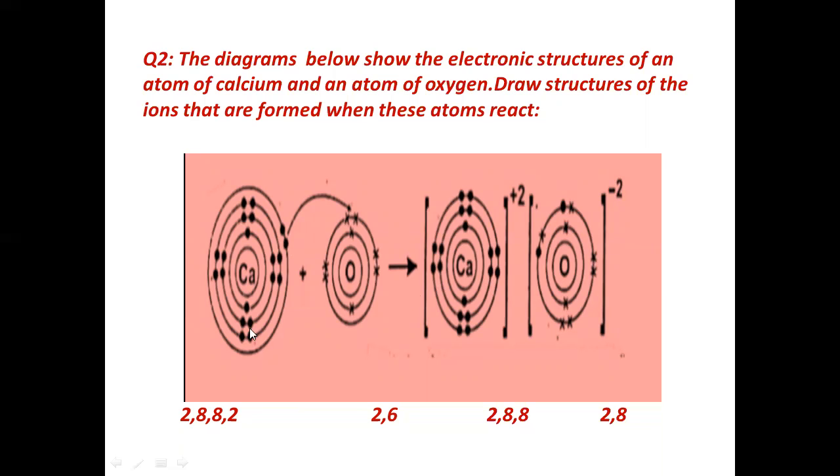So calcium is a metal, it will lose those 2 electrons and will form a divalent cation. Oxygen is a non-metal, it will gain those 2 electrons and will form a divalent anion.